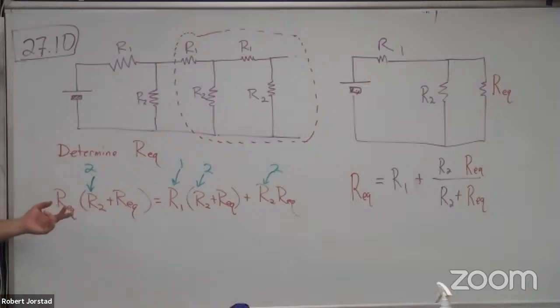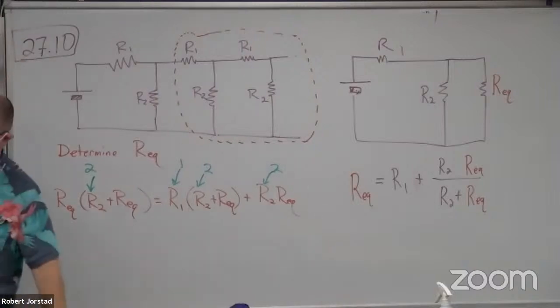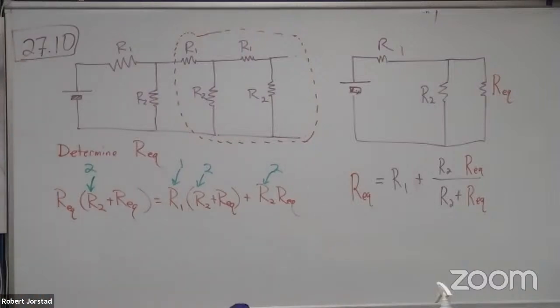I forget which one it is, it's either part A or part B. The answer is the golden ratio. Isn't that wild?